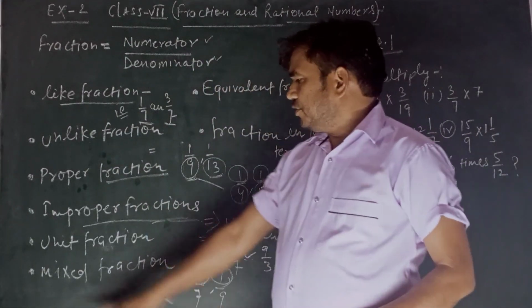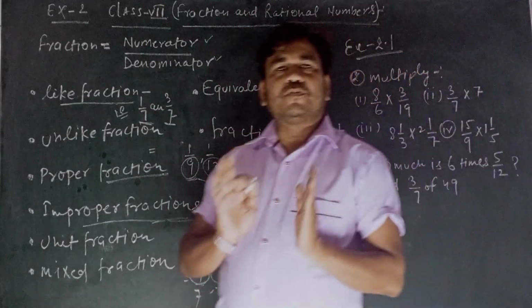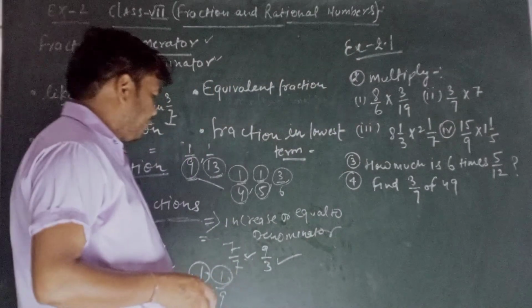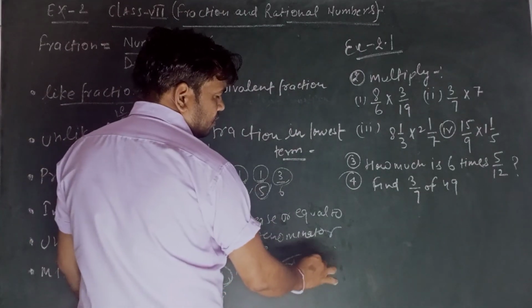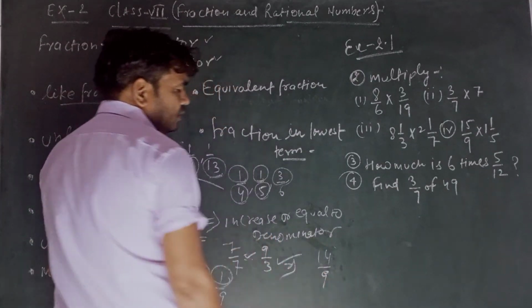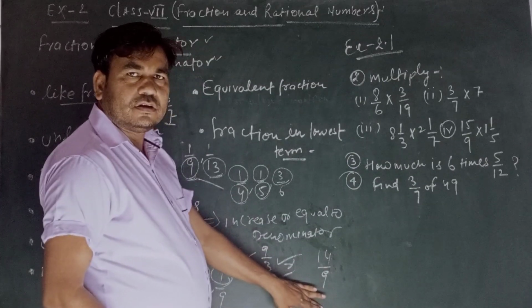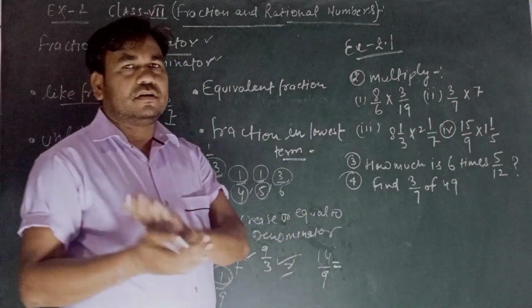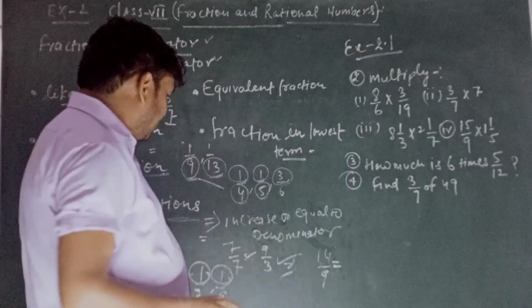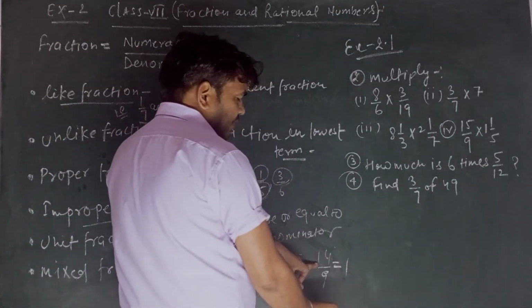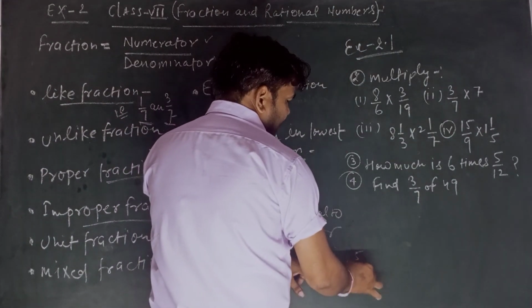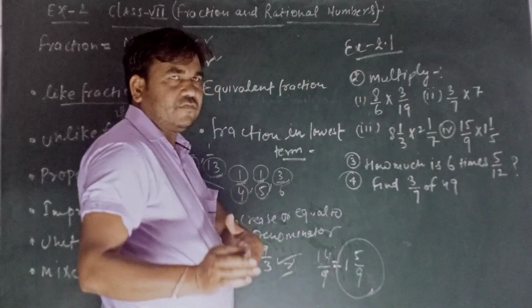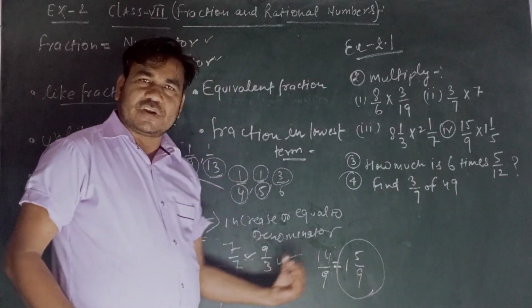After that, students, you know about the mixed fraction. A mixed fraction is also an improper fraction. As you see, 14 over 9 is an improper fraction. And when we get a whole number and a fraction form, that is called a mixed fraction. 9 one time is 9, after that 5 over 9. So this is the whole number 1, and 5 over 9 is the fraction form. So this is also called a mixed fraction.